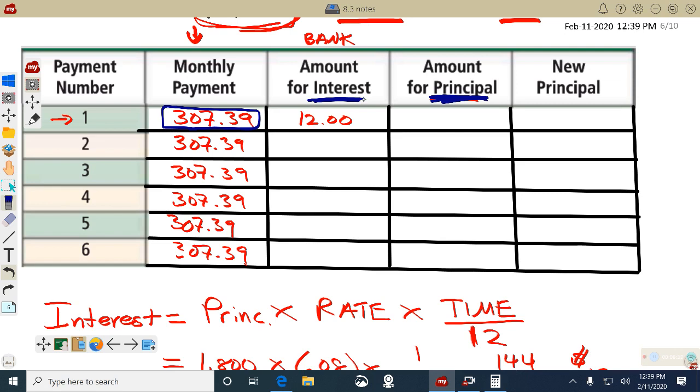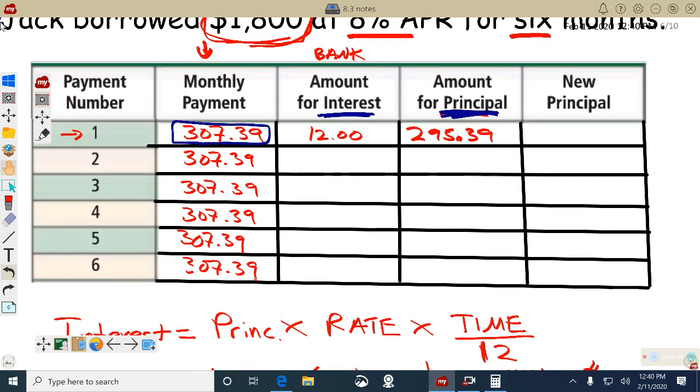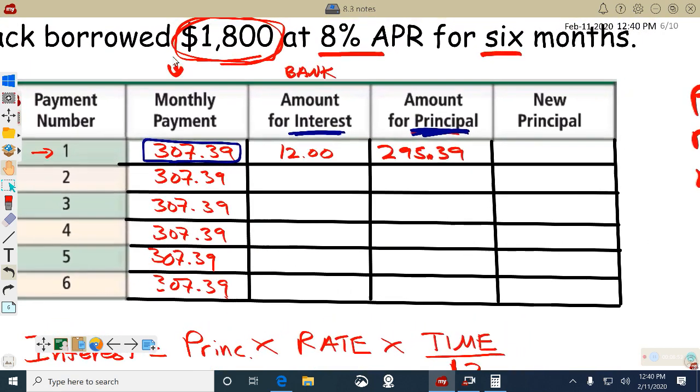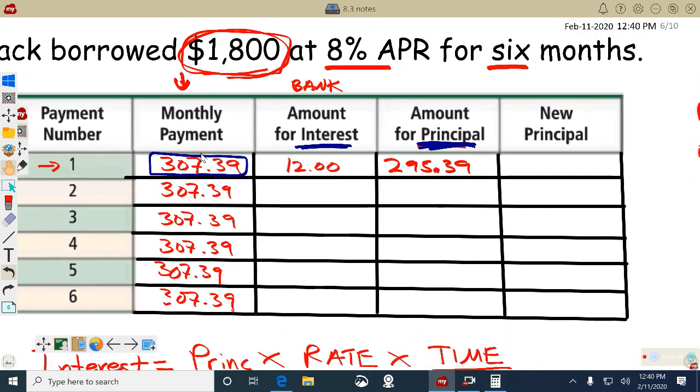Give it to me. $295.39. So this is the only amount out of that payment. Only $295.39 actually went towards the amount he owed. That's what goes towards the principal. He's actually paying $295.39 to make this $1,800 go down. So what's the new principal now? Well, I'll take $1,800 and subtract $295.39 to see exactly how much he owes now.